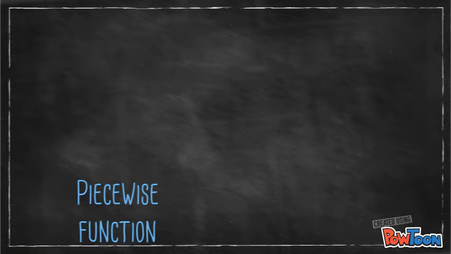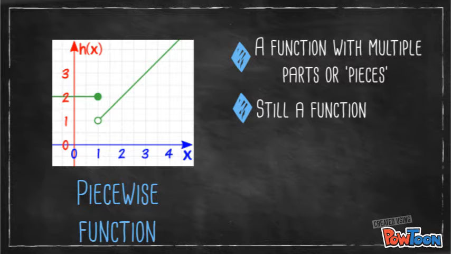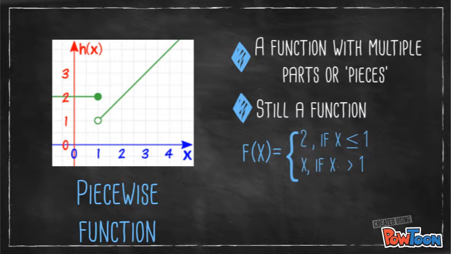Next are piecewise functions, and you can think of that as a function with multiple parts or pieces. In this example, you can see 3 different parts of a line, but it's still a function. When it says less than or equal to, it's a closed circle. When it doesn't, it's open.